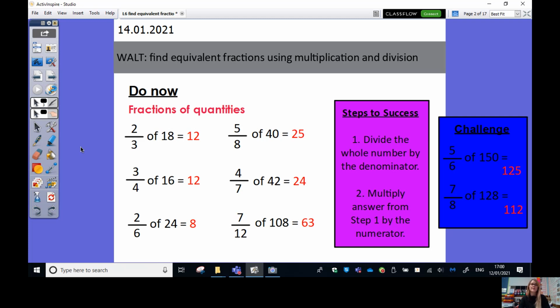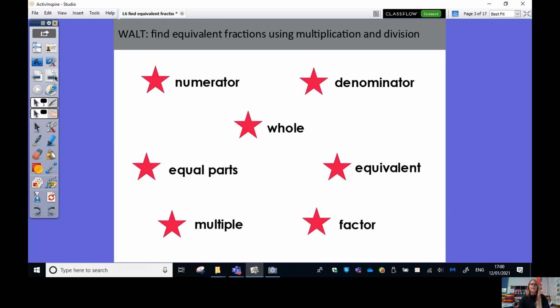Okay, so today's lesson we're going to be finding equivalent fractions using multiplication and division this time. So we're going to try and use our calculation skills rather than having to use our concrete materials or pictorial representations. Okay, so we're not going to go through all of our words because they're the same ones we have been using over the last few lessons. So make sure you just stop and recap those if you need to. But if you can remember what they all mean, then we can keep going.